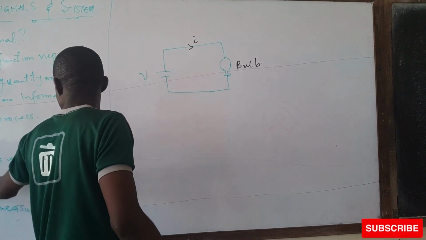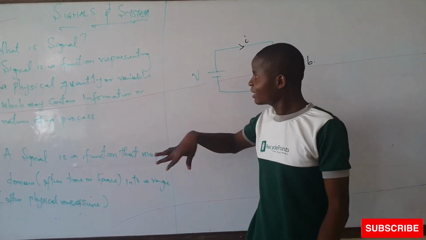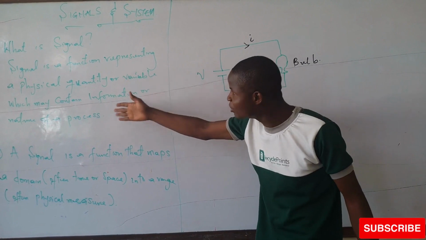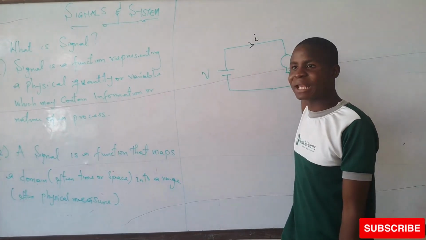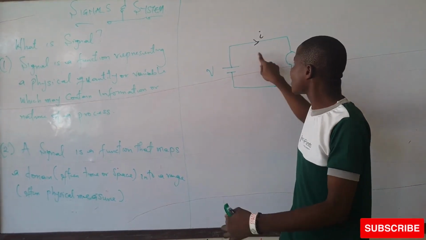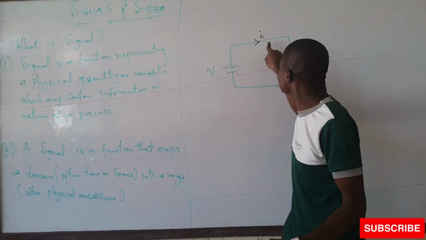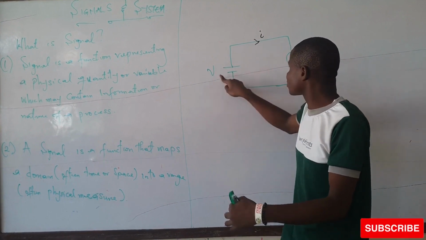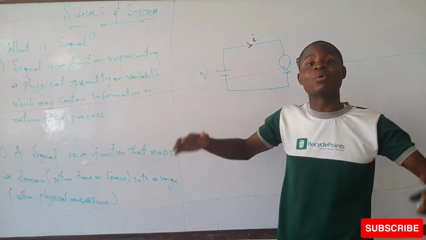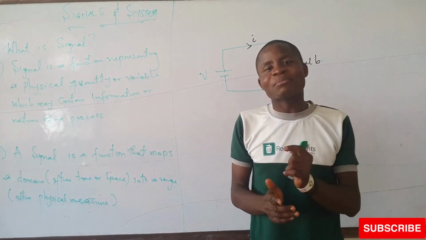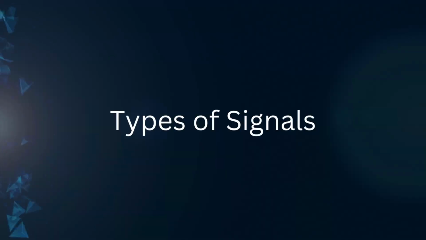So your signal is actually a function that maps a domain into a range, and as this definition has also told you, a signal is a function of a physical quantity or variable which contains information or a nature of the process. Now, the nature of this process is that you must have light lit up in this bulb after we connect it to the voltage. But something we don't see here is that the signal in between the battery and the bulb, what is connecting the voltage source and the bulb, is actually a signal which we commonly call what? Current. So from here, I'm going to be telling you more about signals, and we are going to be moving to the different types of signals that we have.